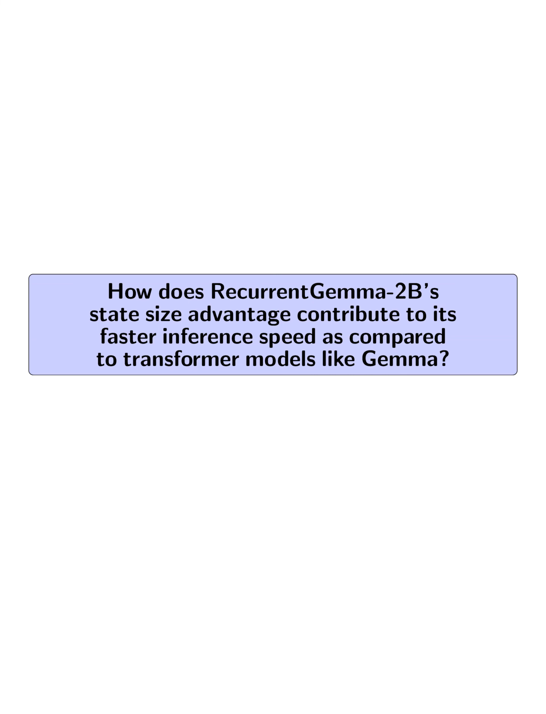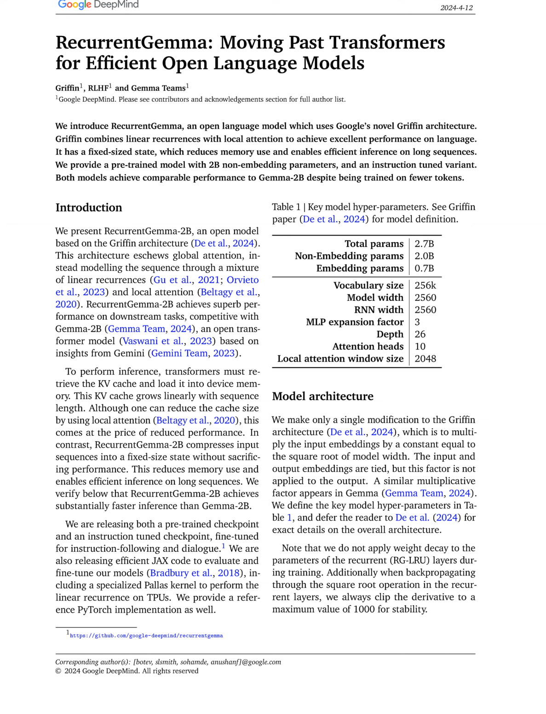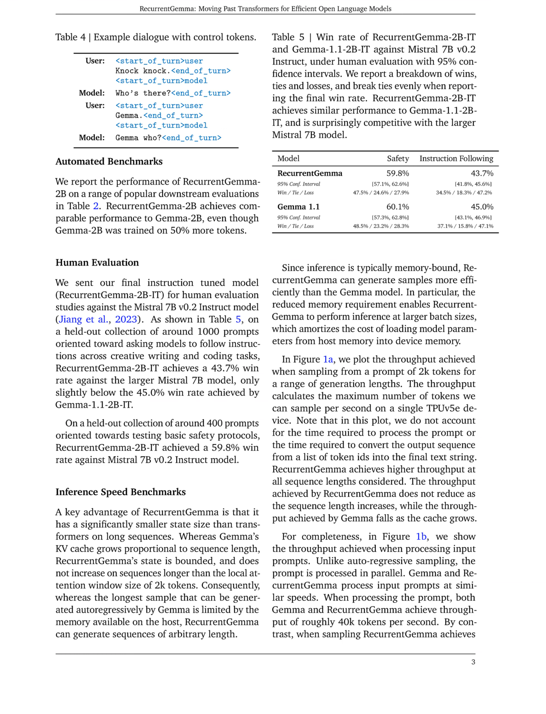How does RecurrentGemma-2B's state size advantage contribute to its faster inference speed as compared to transformer models like Gemma? RecurrentGemma-2B's state size advantage contributes to its faster inference speed compared to transformer models like Gemma by having a bounded state size that does not increase on sequences longer than the local attention window size of 2K tokens. This means that RecurrentGemma does not need to continually grow its state like transformers do with their KV cache, which grows linearly with sequence length. As a result, RecurrentGemma can efficiently generate sequences of arbitrary length without being limited by memory constraints.